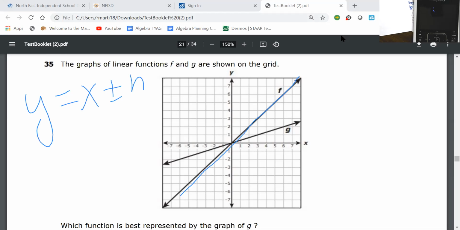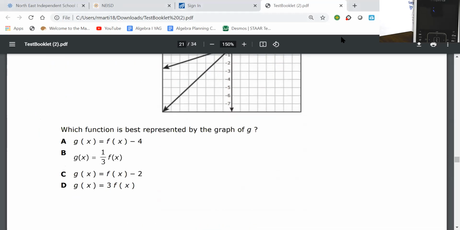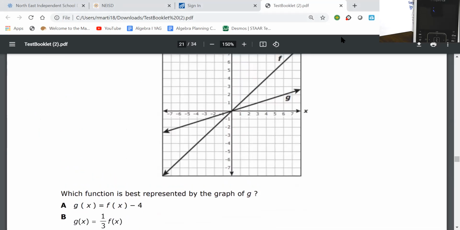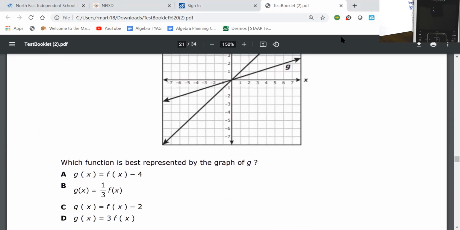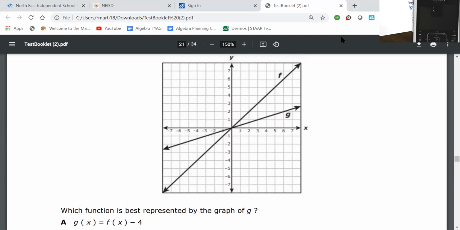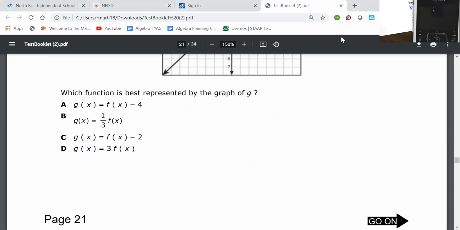So it can't be those two answer choices that have it move up or down. It can't be A or C. So it's either 1/3 or 3. And if you remember from doing these problems, the lower the number, the shallower the slope. So this would be 1/3 x. 3x would look something like that, more steep. But you can put them in the calculator and graph them and look at them.